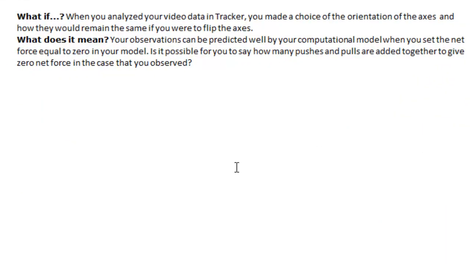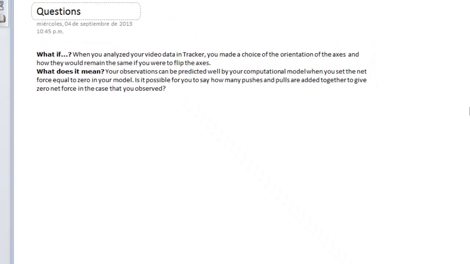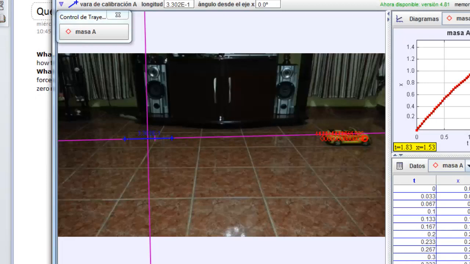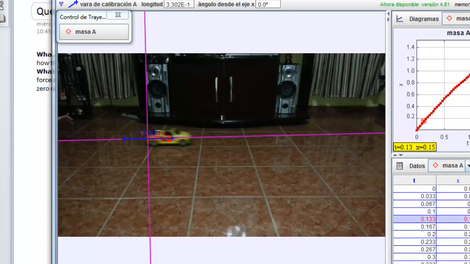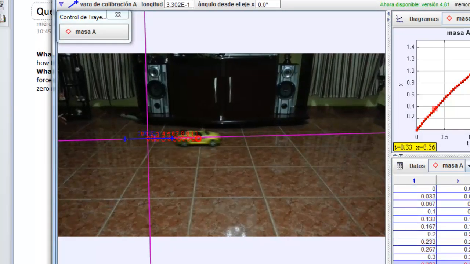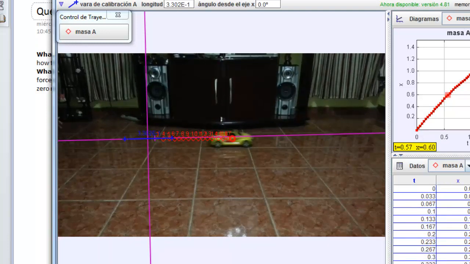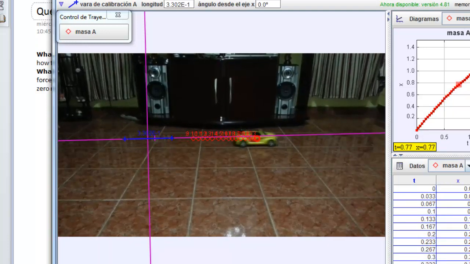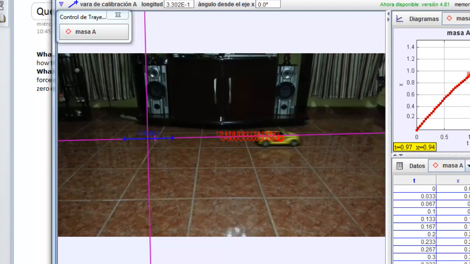Also, what does it mean when your observation can be predicted well by your computational model when you set the net force equal to 0? Is it possible for you to say how many pushes and pulls are added together to give 0 net force in the case that you observe? Of course, in this case, what will make this video of the car have zero net force will be factors like gravity, friction, and resistance. Thank you for your attention.